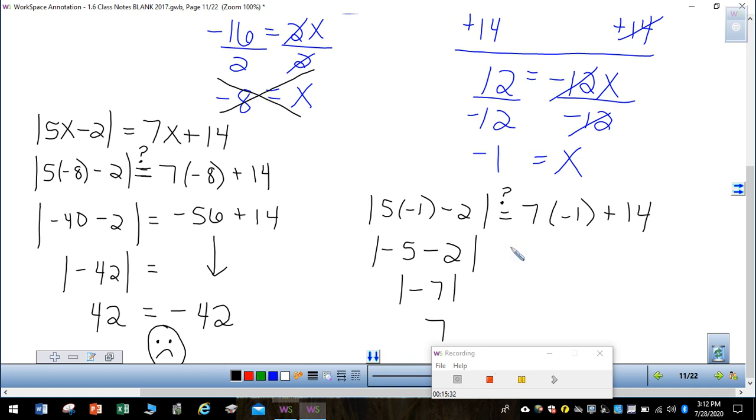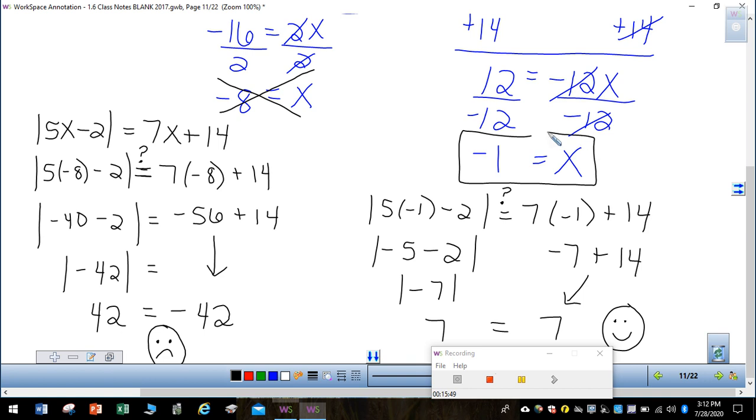Let's see the result on the other side. We get negative 7 plus 14. And sure enough, if we add those together, we get positive 7. So this one did work. I'm going to put a smiley face here. So this is our one and only solution that worked.